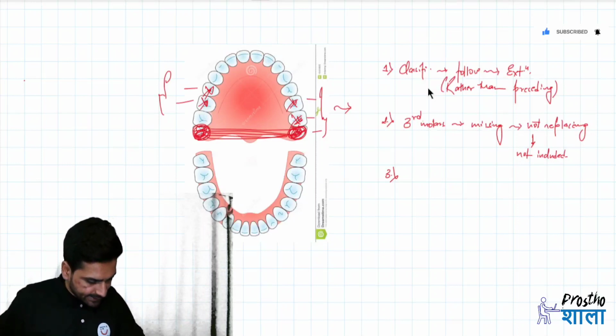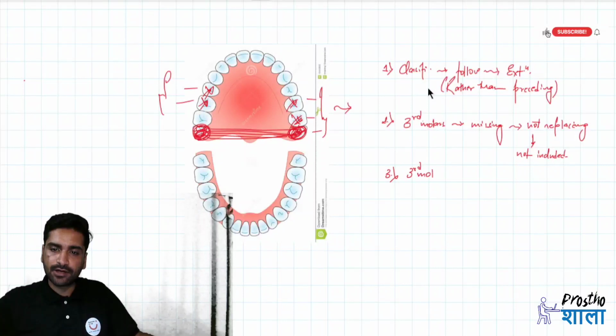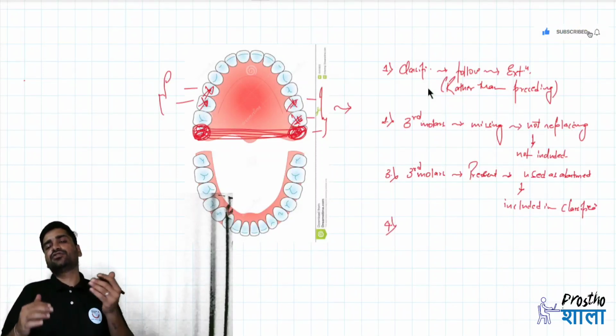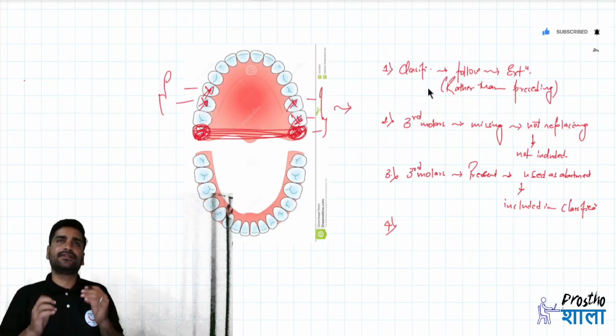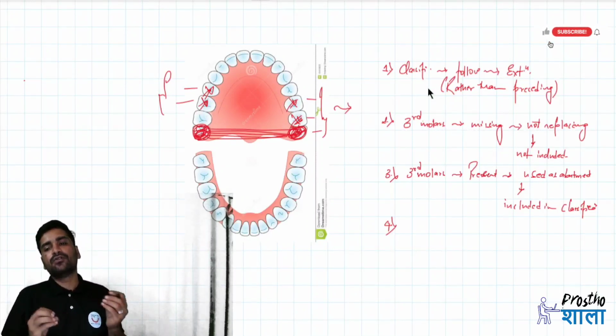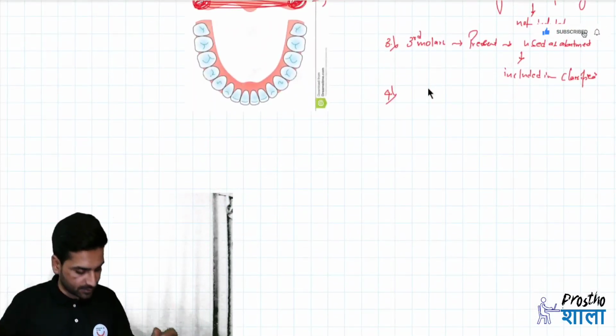Now rule number 3: if the third molar is present and used as an abutment, then it is included in the classification. Very easy. First, the classification should follow extraction rather than precede them. Second, if the third molar is missing and you're not going to replace it, do not include it in the classification. Third, if the third molars are present and you are using them as an abutment, then you have to include them in the classification.